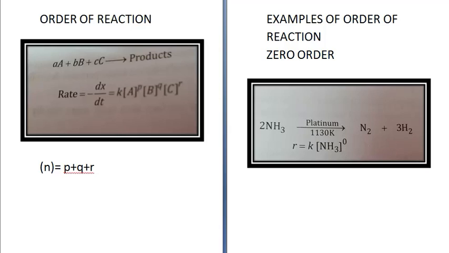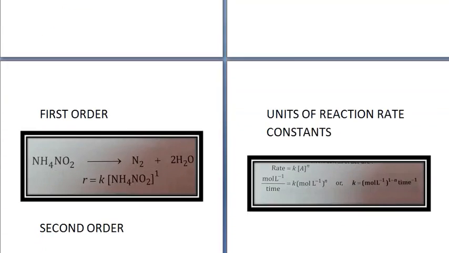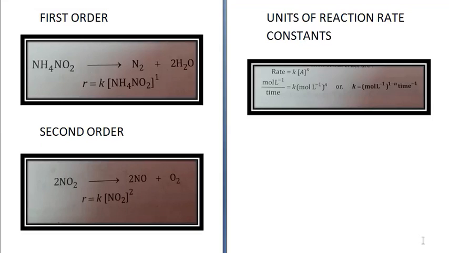Similarly, for first order reaction, suppose this is the equation: NH4NO2 gives you N2 plus 2H2O. Now rate has been found to be equal to K [NH4NO2]^1. So here the order of reaction is 1. Second order: 2NO2 gives 2NO plus O2. R is equal to K [NO2]^2. So order of reaction is 2.